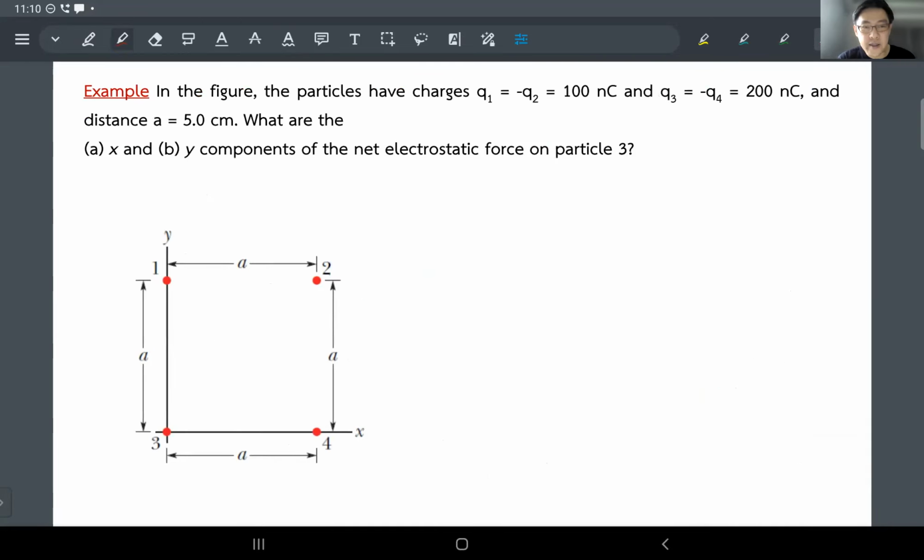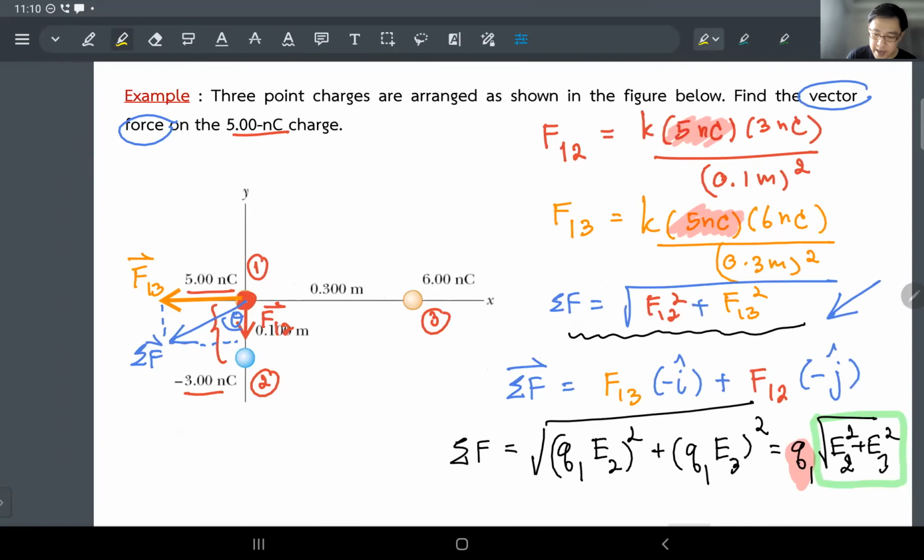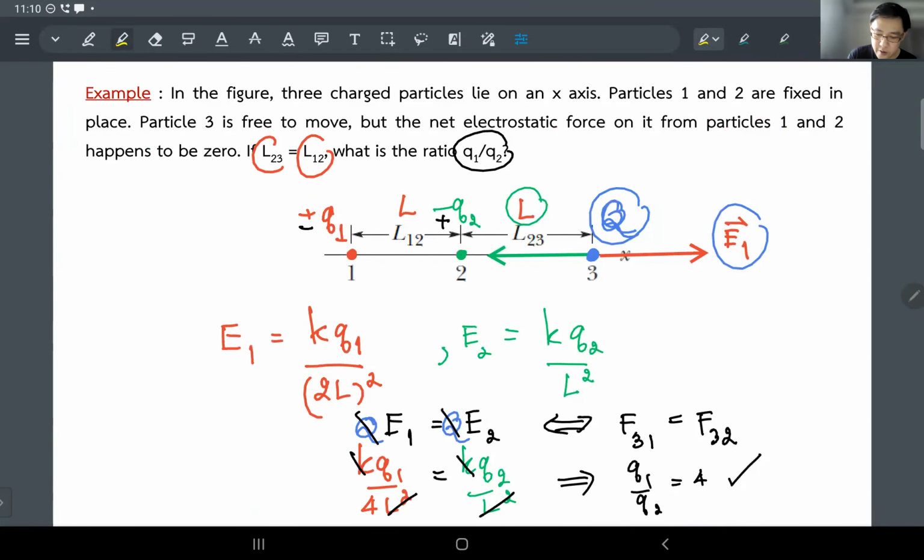So in the figure, the particles have charges Q1 and negative Q2. So it means Q1 and Q2 are positive in charge. Q3 and Q4 also positive, opposites in charge. And distance a is given to be 5 centimeters. What are the x and y components of the net electrostatic force? Okay, you have seen this word twice already, electrostatic here, and I think you have the electrostatic somewhere there. There you go.